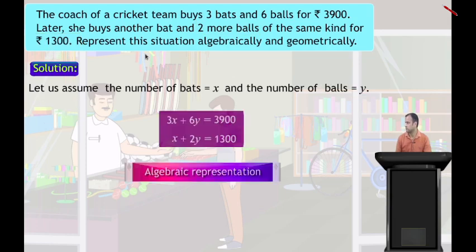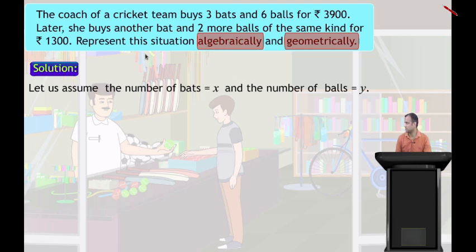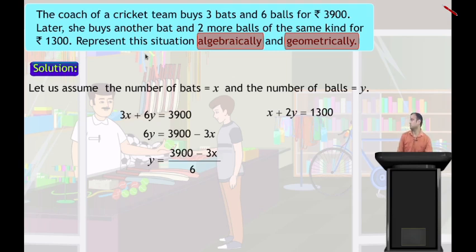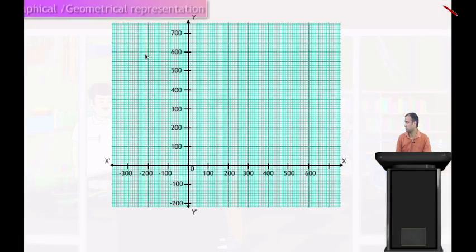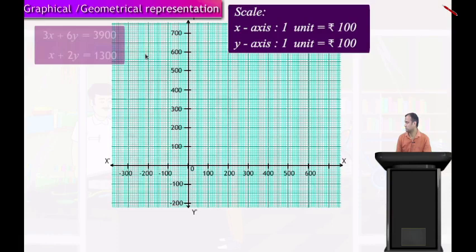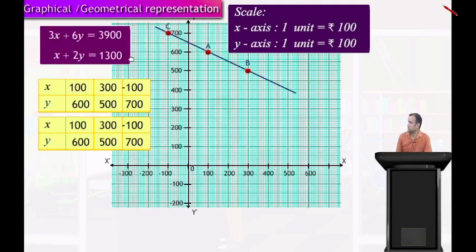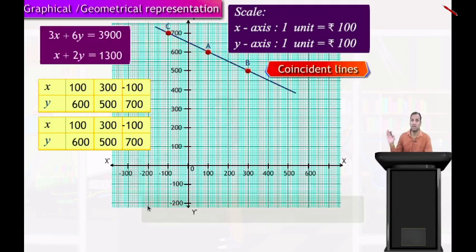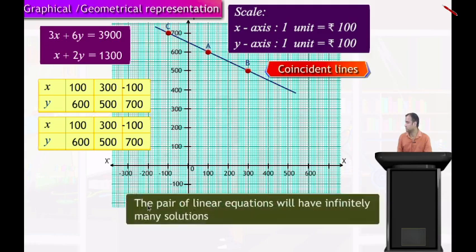So again, this is the algebraic representation. So this is our value of y equals to (3900 minus 3x) by 6. Now this is the graph. So these are coincident lines, and you can see there are infinite solutions for these equations. The pair of linear equations will have infinitely many solutions.